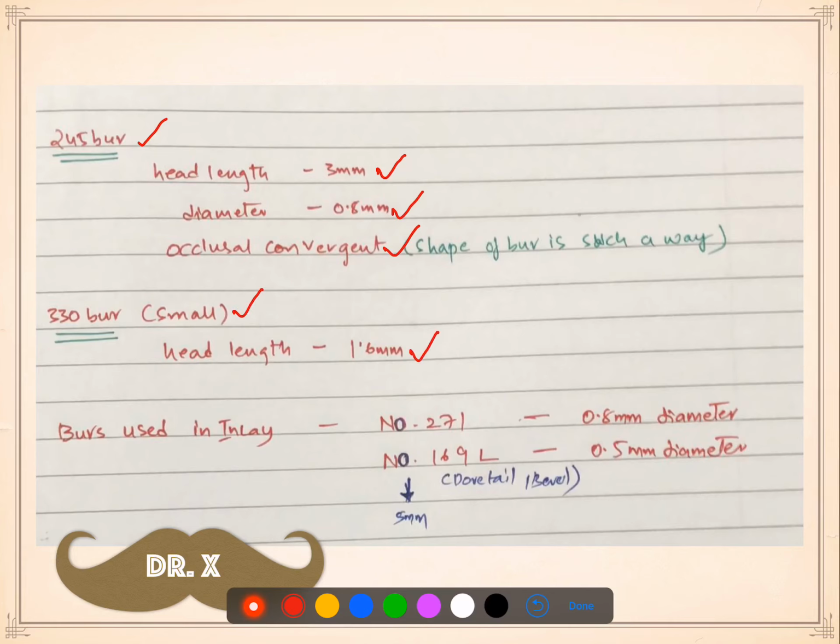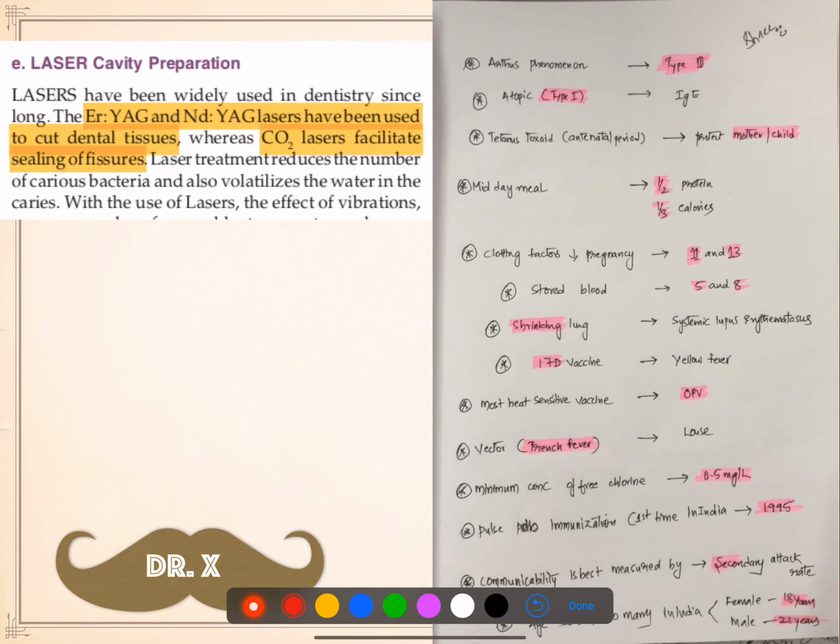length is 1.6 millimeters. Burrs that are used in inlay preparation are 271 with a diameter of 0.8 millimeters, 169 L burr, where L stands for long, that is 0.5 millimeters in diameter, and as it is long, it has more length, that is 5 millimeters, basically used to prepare the dovetails and the bevels.